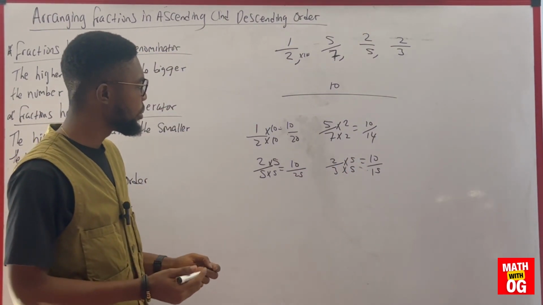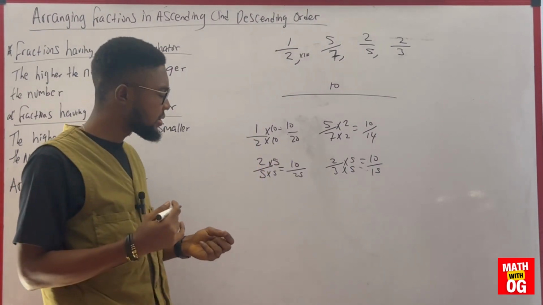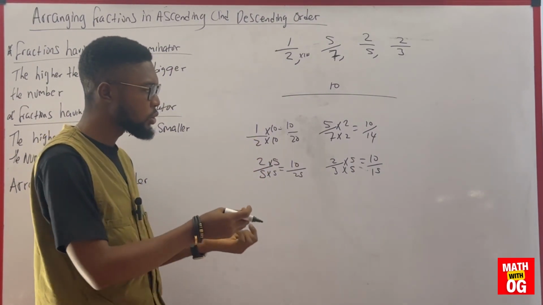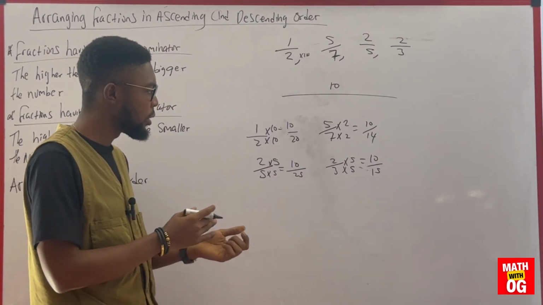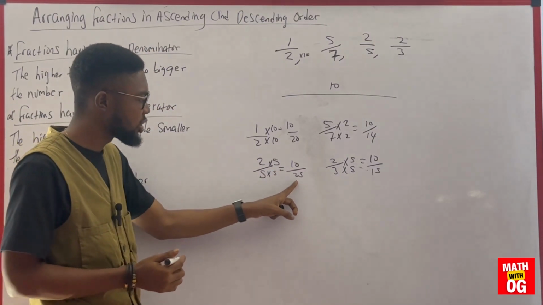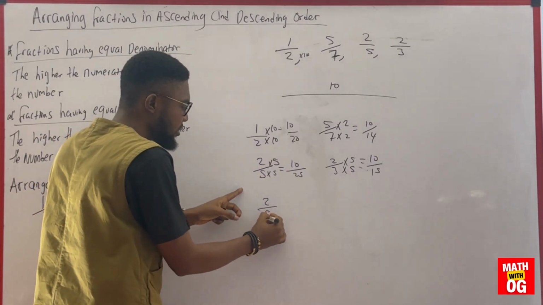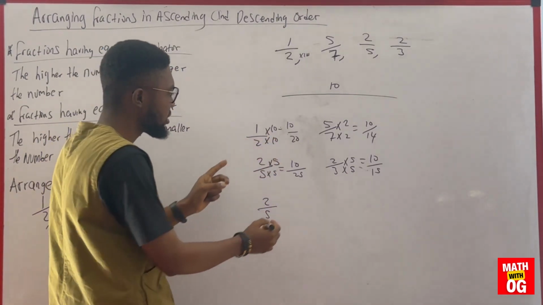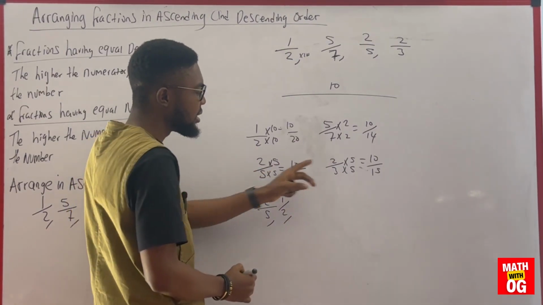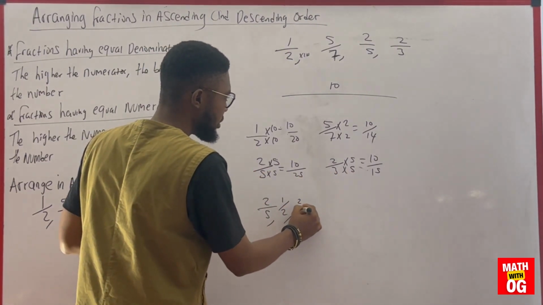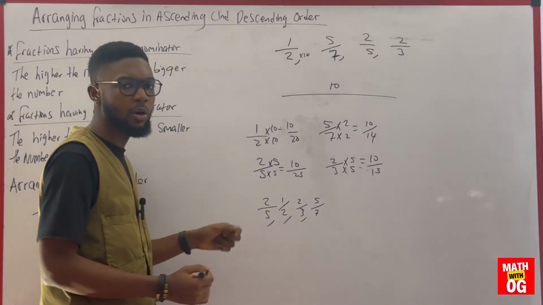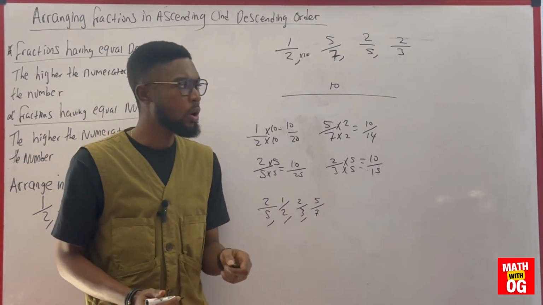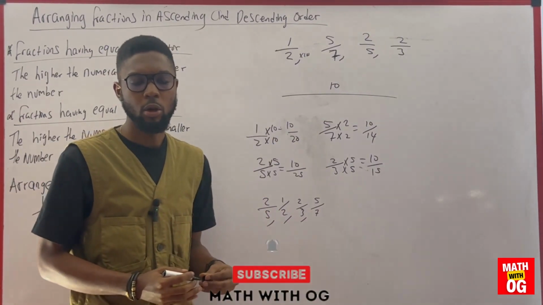If that's the case, remember, if the numerators are the same, the bigger the denominator, the smaller the number. The bigger the denominator, the smaller the number. So the biggest denominator here is 25. So therefore, 2 over 5 is the smallest number. The next is 20, 1 over 2 is the next. Next is 15, 2 over 3. And lastly, 14, 5 over 7. And if you observe, we got exactly the same answer when we use equal denominator.